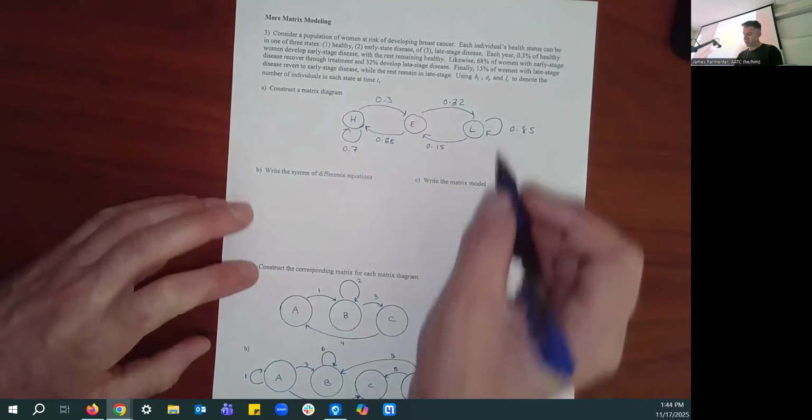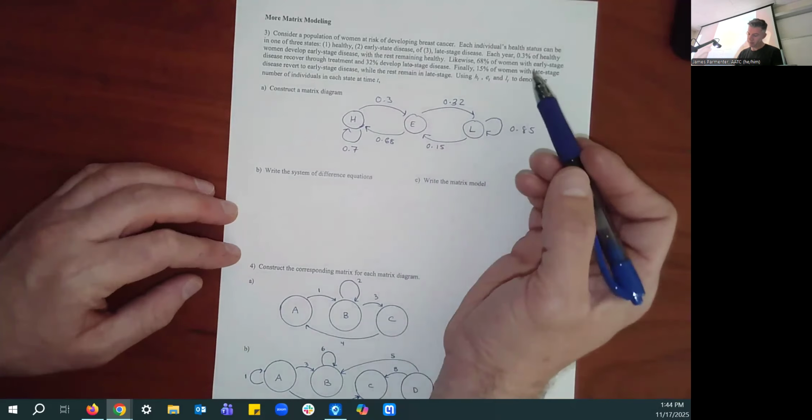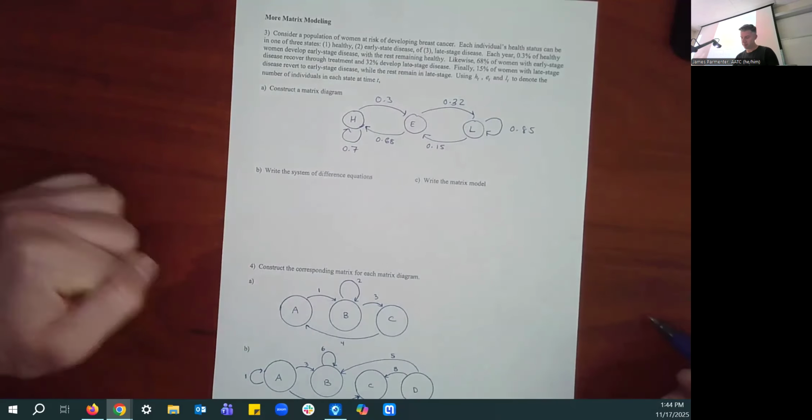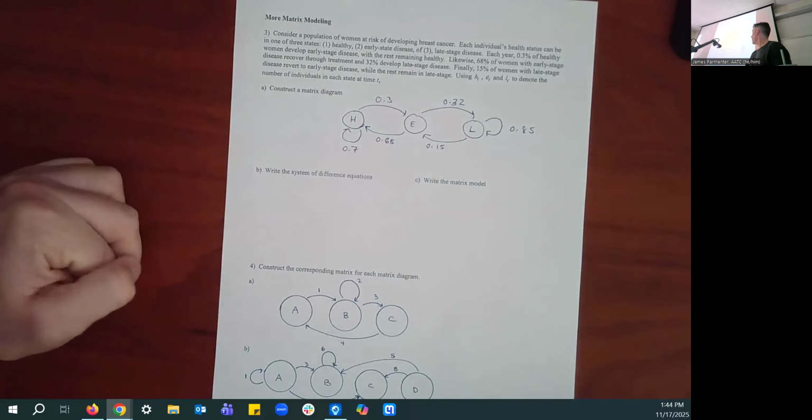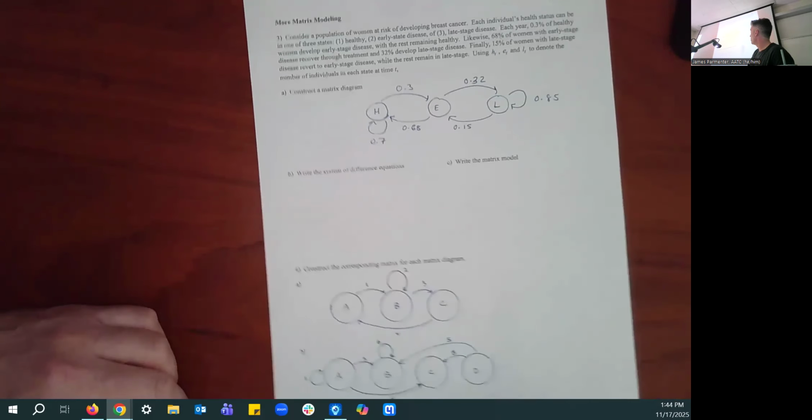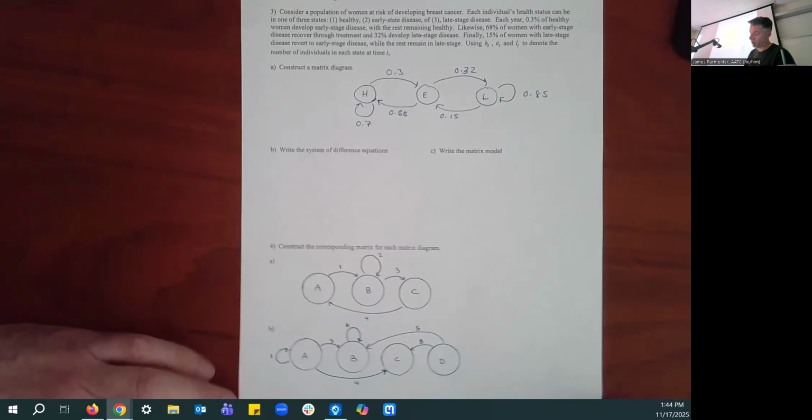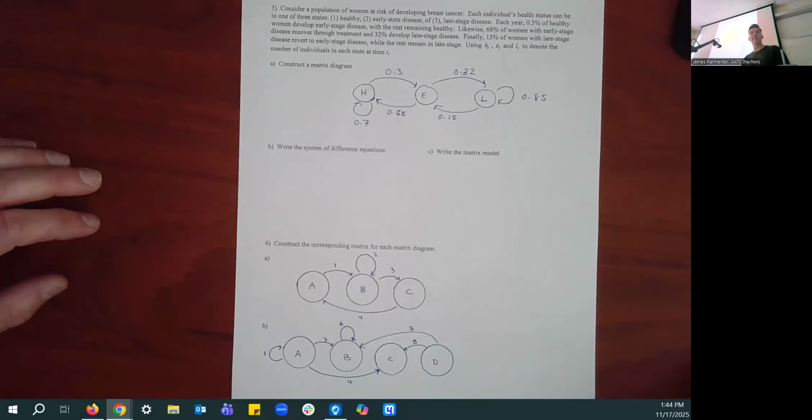I guess they didn't follow the directions. They didn't use lowercase letters. Oh, well. Not a big deal. Okay, so there's our matrix model. Matrix diagram, sorry, not matrix model. Now we're going to write the system of difference equations.